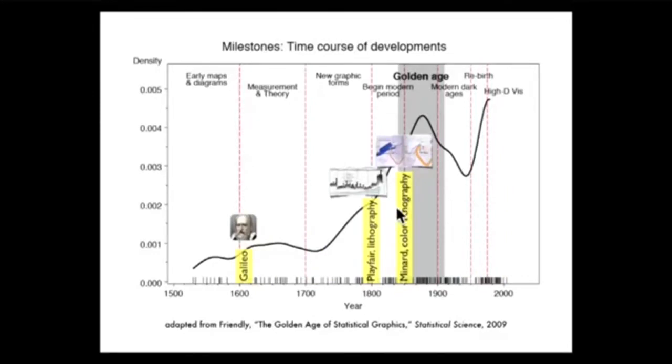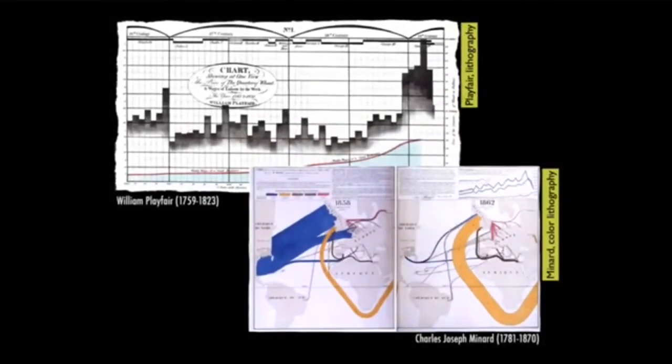Okay, so in the 1800s, two giants, Playfair, who invented what we would call statistical graphics today, and Minard, whom a lot of people would call the inventor of information visualization, lived and worked as engineers and draftsmen and a lot of other things in the 19th century. And the kinds of graphics that they made looked like this.